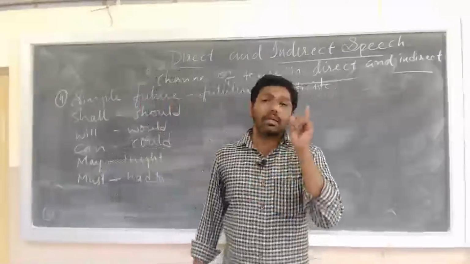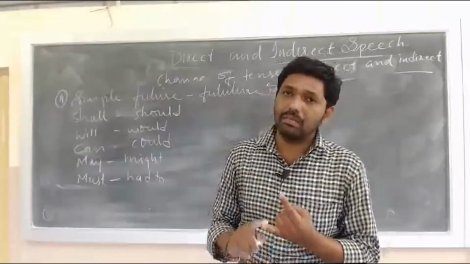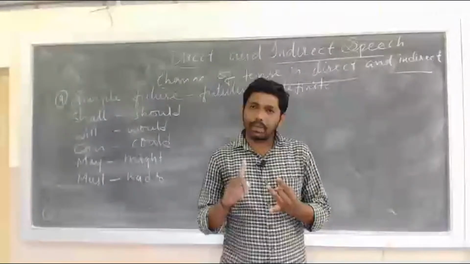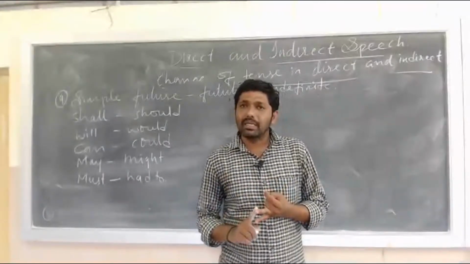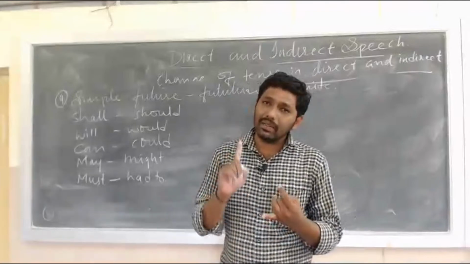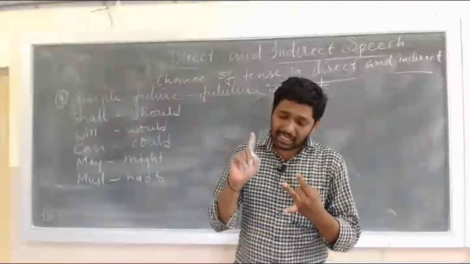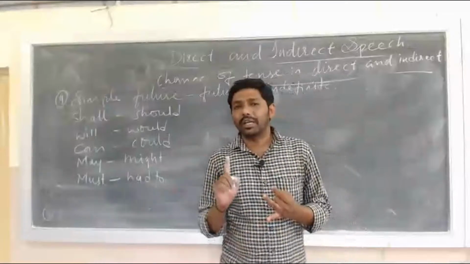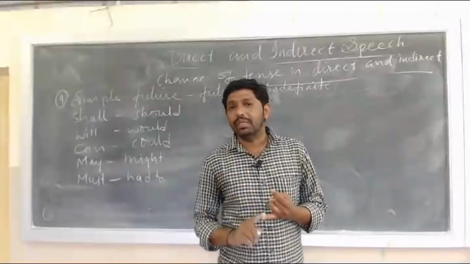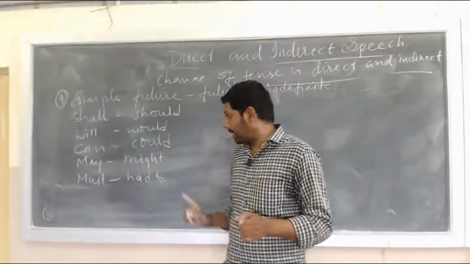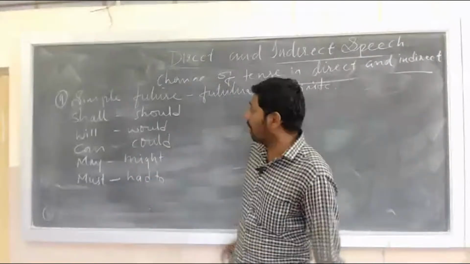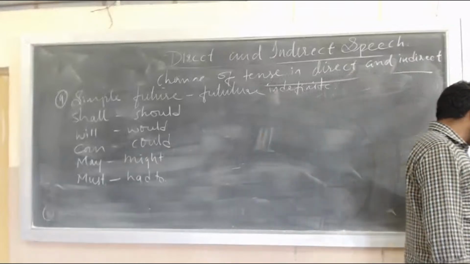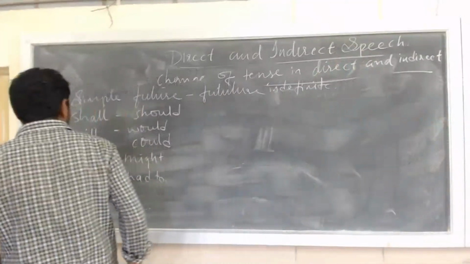The first point, simple present changes to simple past, present continuous changes to past continuous, present perfect changes to past perfect, present perfect continuous changes to past perfect continuous, simple past changes to past perfect, past continuous changes to past perfect continuous, and past perfect remains unchanged, and past perfect continuous also remains unchanged. Shall changes to should, will changes to would, can changes to could, may changes to might, and must changes to had to. This is all about change of tense in direct and indirect speech. Now let us see some examples with all these tenses. Right? Let us take one simple example.